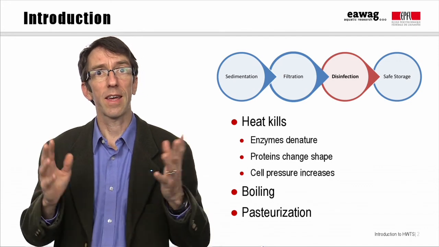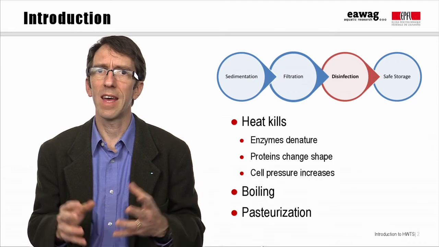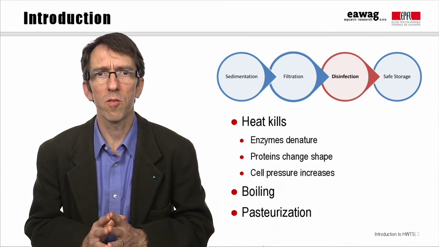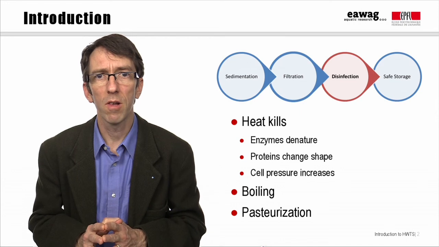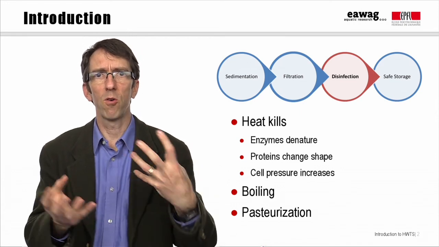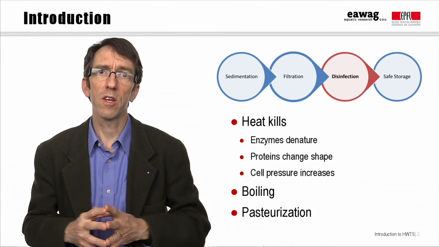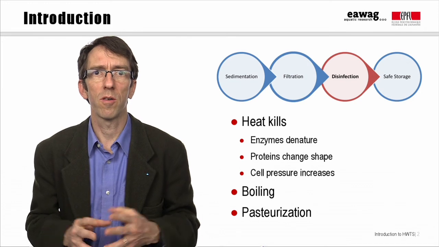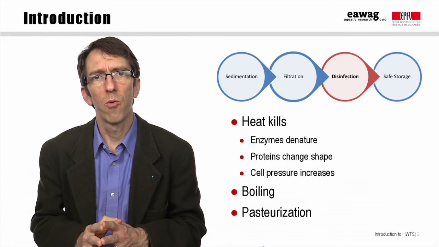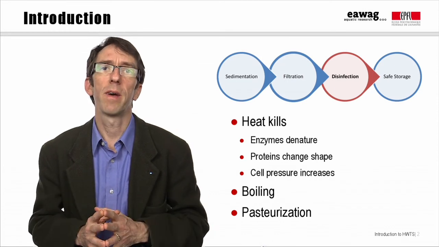Heat, in fact, kills through different mechanisms. Heat impacts enzymes and causes them to denature and become non-functional. It can affect the proteins that make up cells and cause them to unfold and change their shape. And also within a cell, it can increase the pressure, which damages cells. We'll look at two broad classes of heat treatment, boiling and pasteurization.